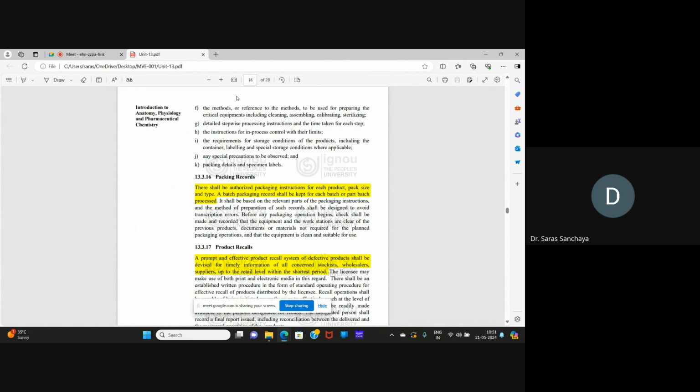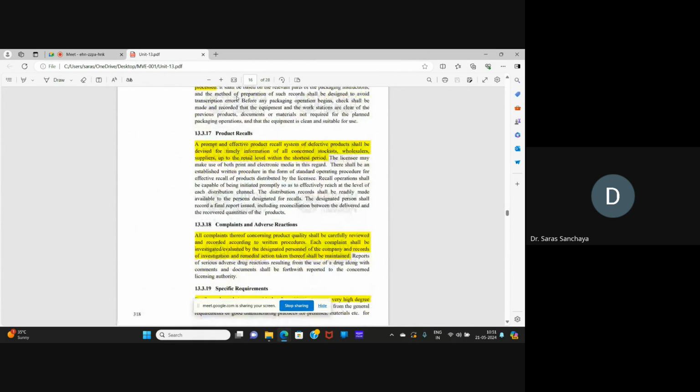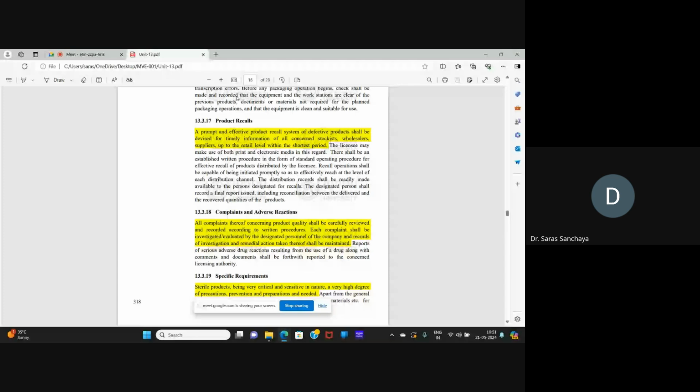It shall be based on the relevant parts of the packaging instructions and the method of preparations of such records, such to be designed to avoid transcription errors. Then product recalls. A prompt and effective product recall system of defective products shall be devised for timely information of all concerned stockists, wholesalers, suppliers up to the retail level within the shortest period. The licensee may make use of both print and electronic media in this regard.